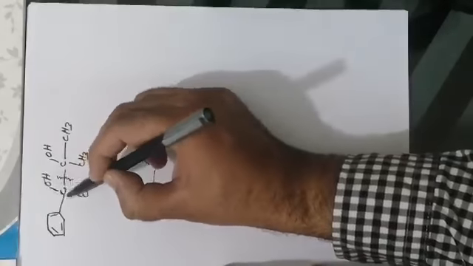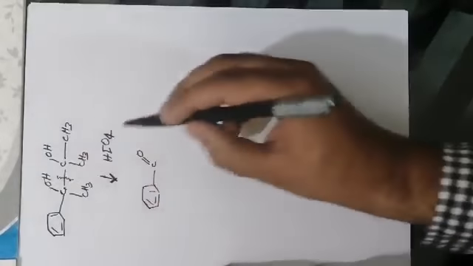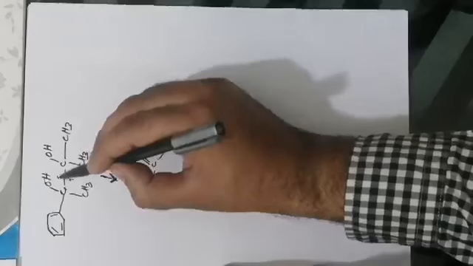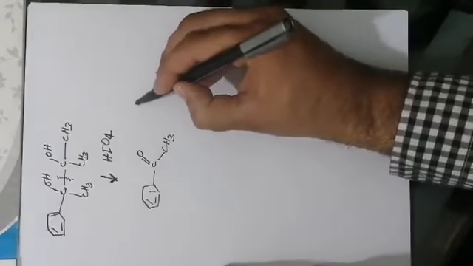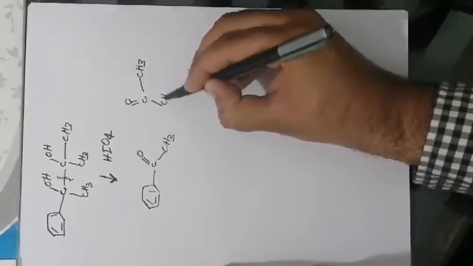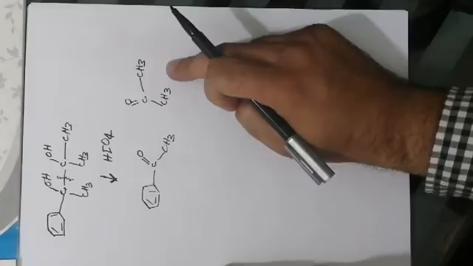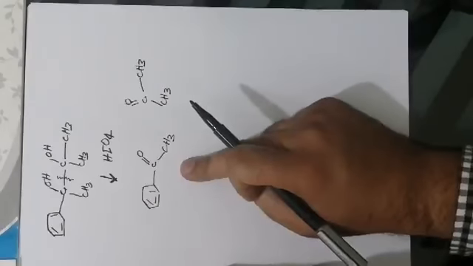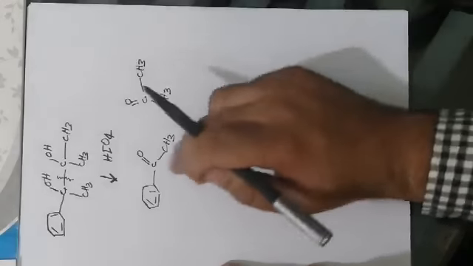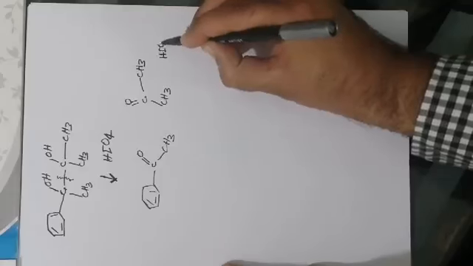We know that this alcohol functionality would change into a carbonyl functionality. Cleavage would occur, and here also. So we will get a ketone, then we get benzophenone, acetophenone, and HIO3, iodic acid.